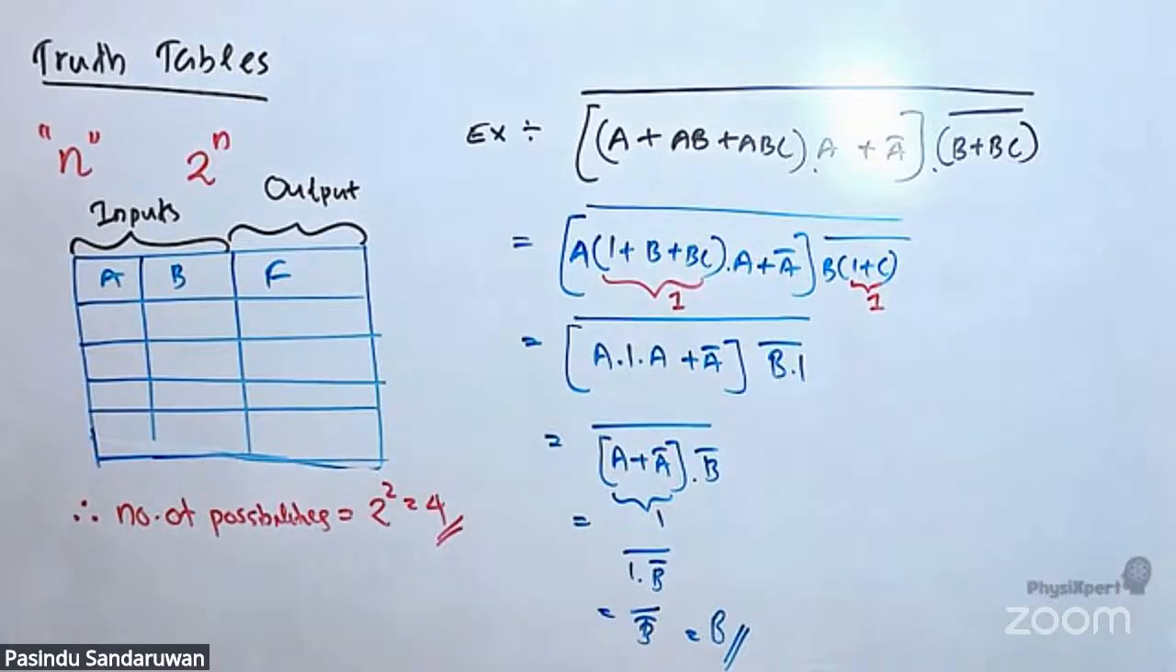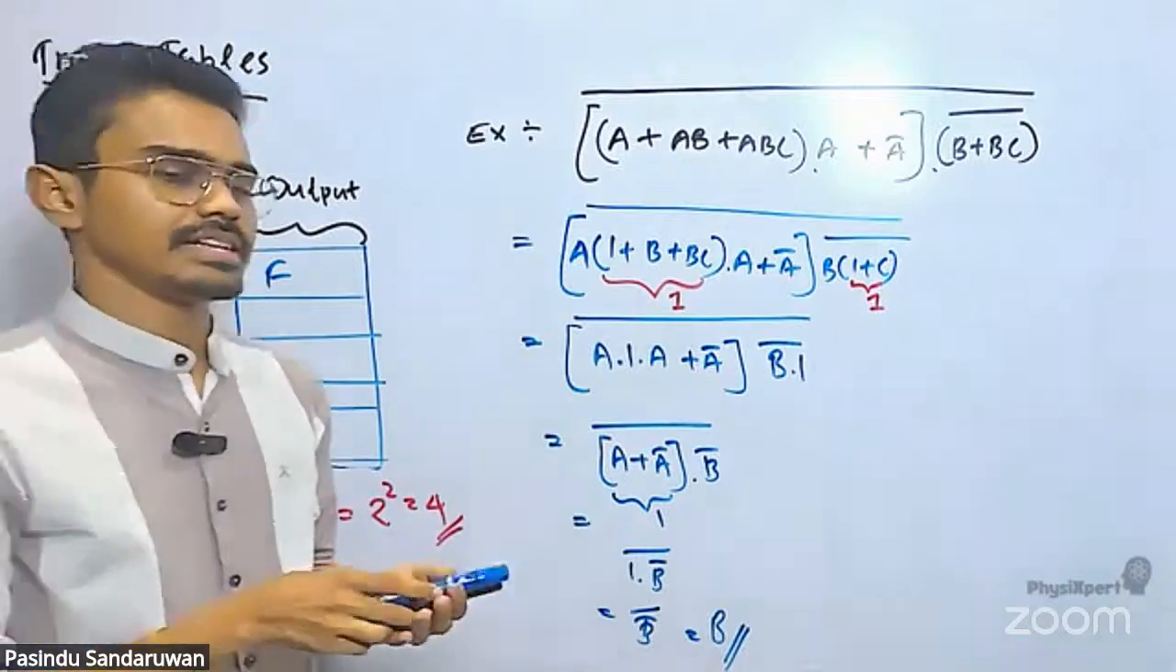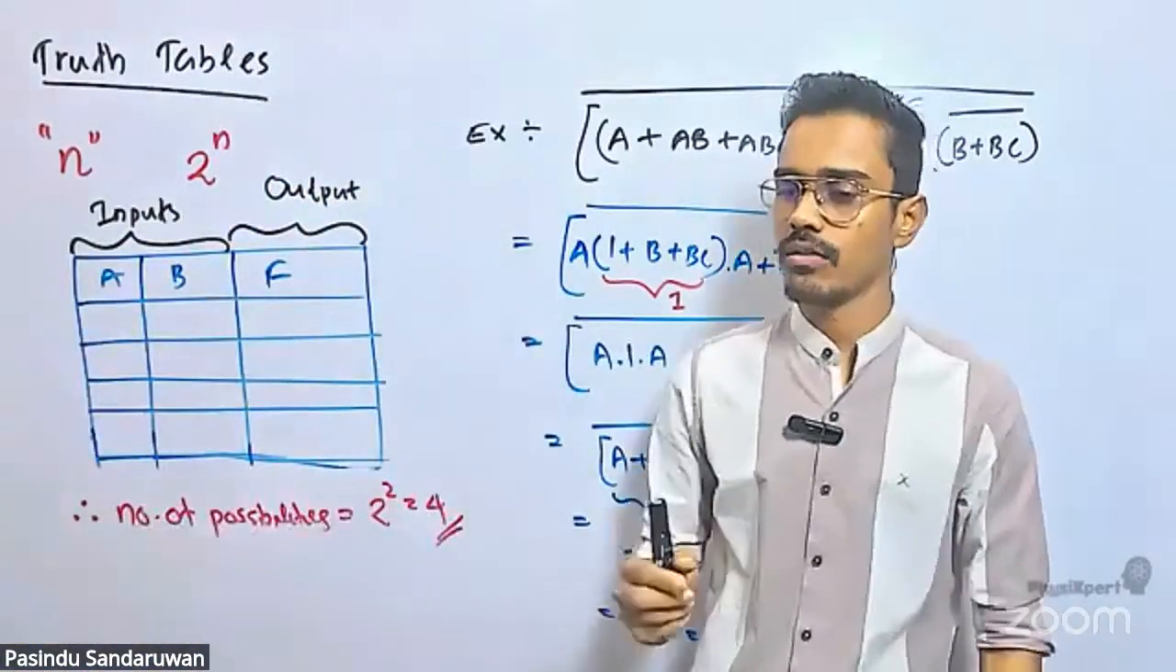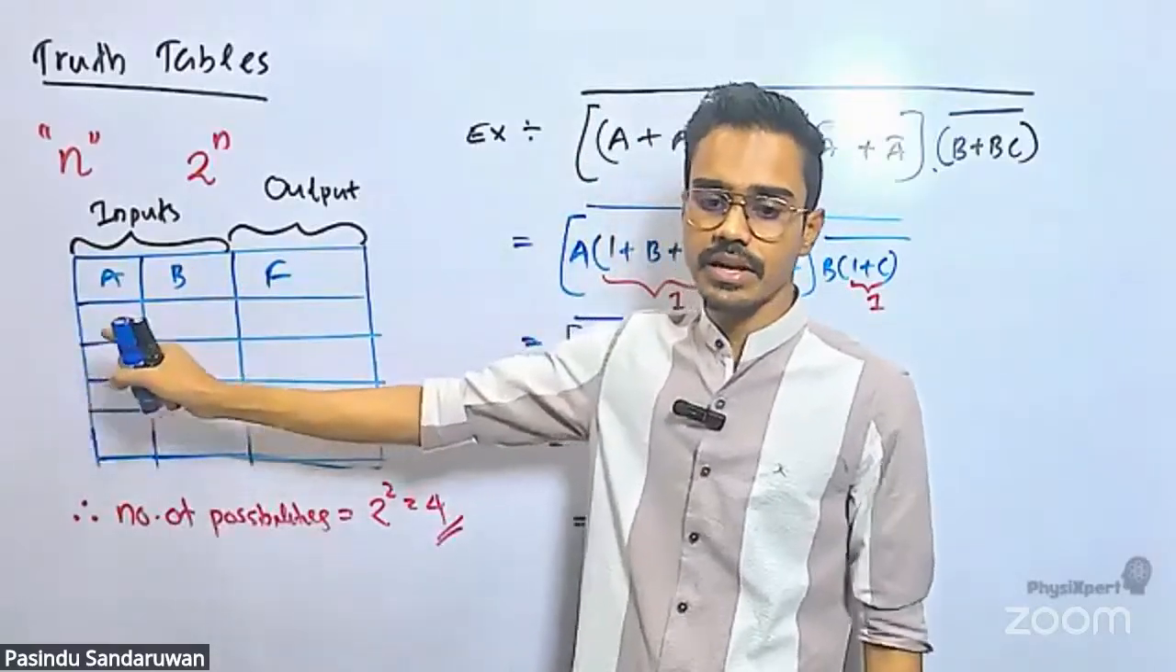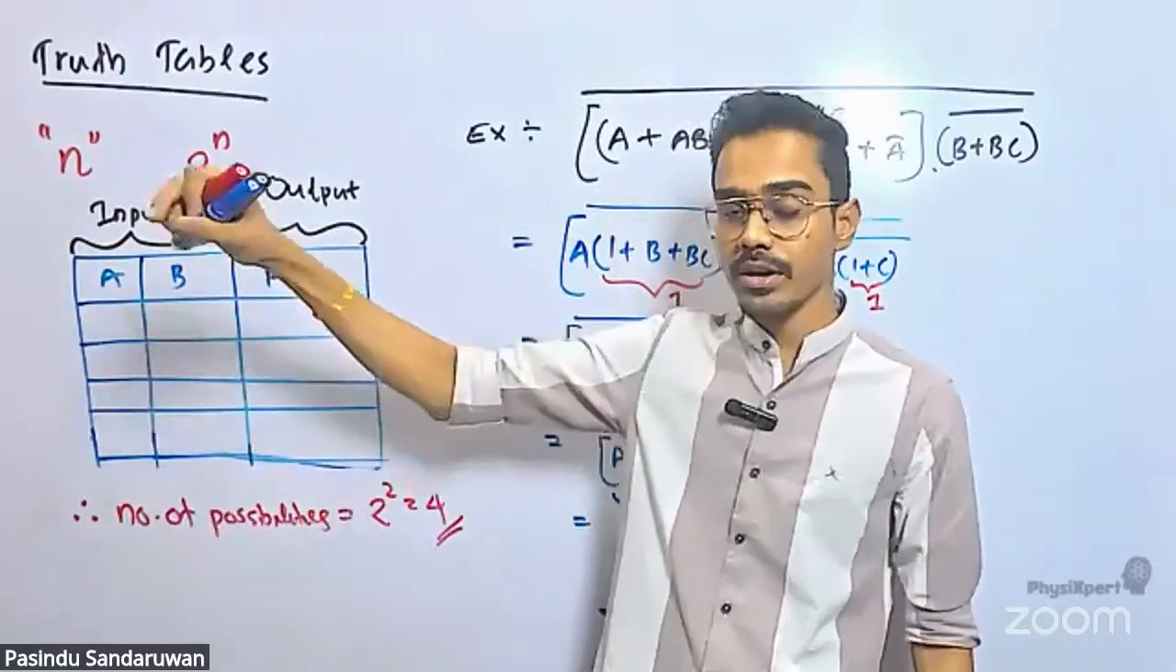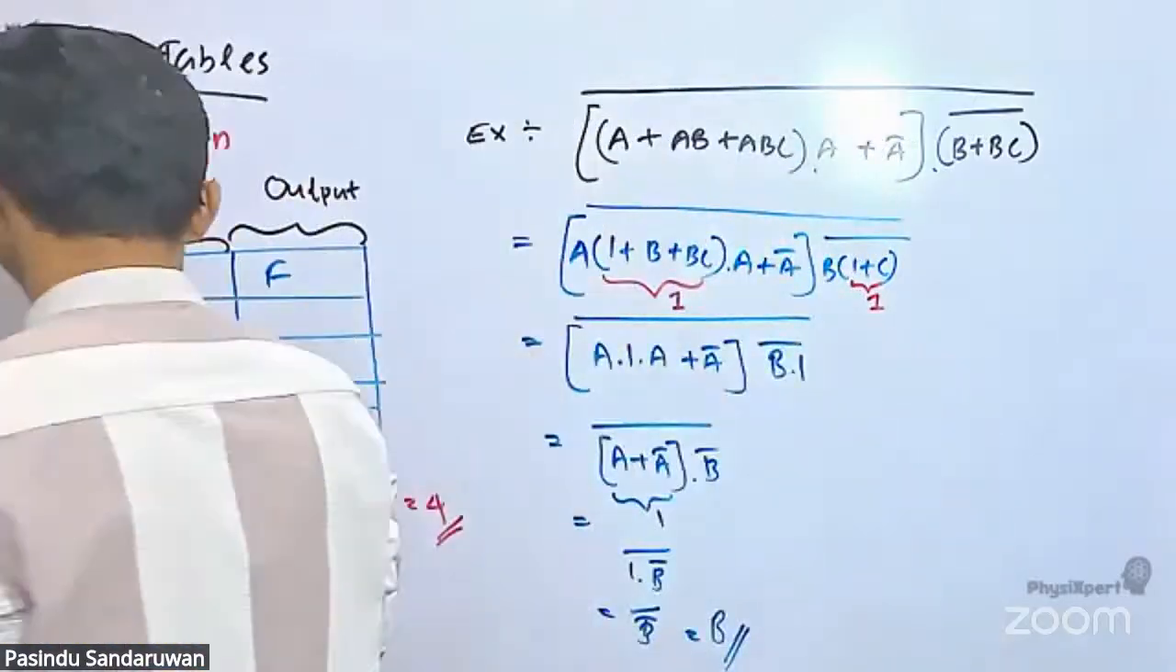And when we fill the table, there's another standard. Always you have to start from the most left column, and you have to start from a 0.